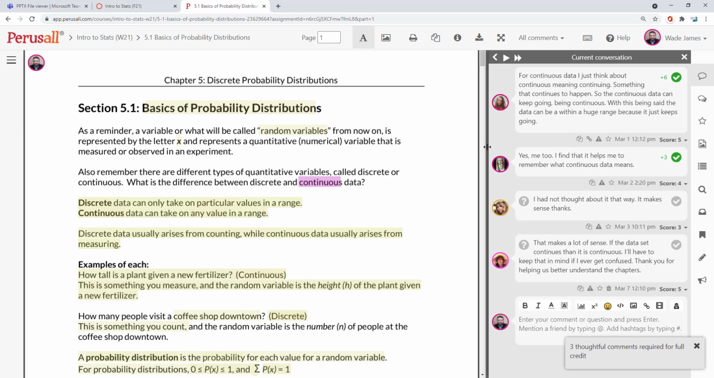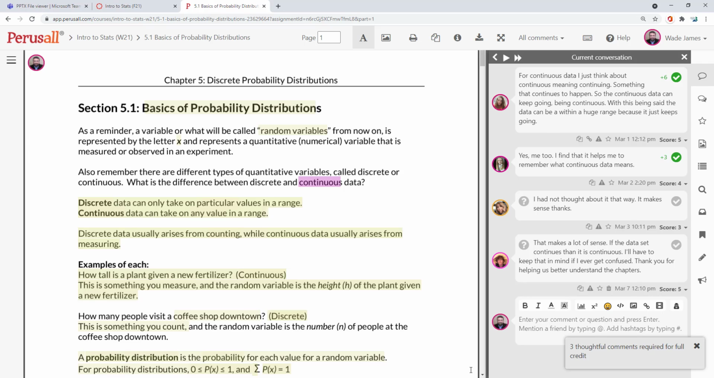So here's a comment thread that a student began, and you can see that 6 other students upvoted this comment. There are a lot of additional features about Perusal that I'd be glad to talk about at a later time. But for now, Perusal is an excellent way to get students engaged with the textbook through a social media type of discussion thread.